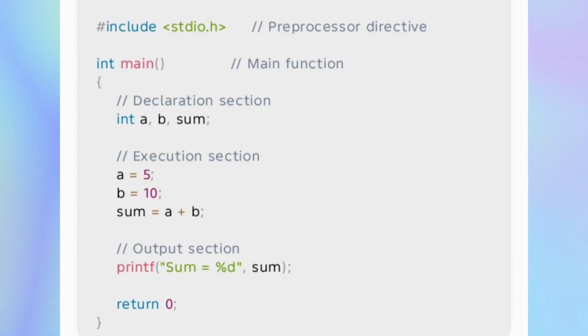Preprocessor directives. Second one is the main function, declaration section, execution section, and output section. These are the internal classification of the structure of a C program.